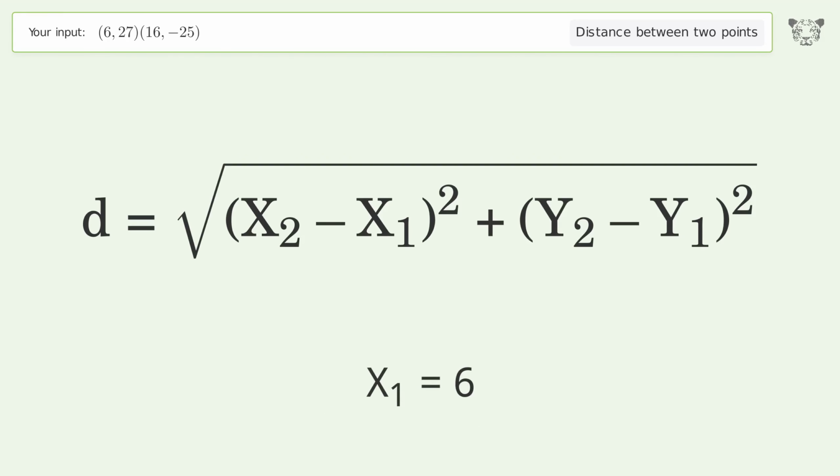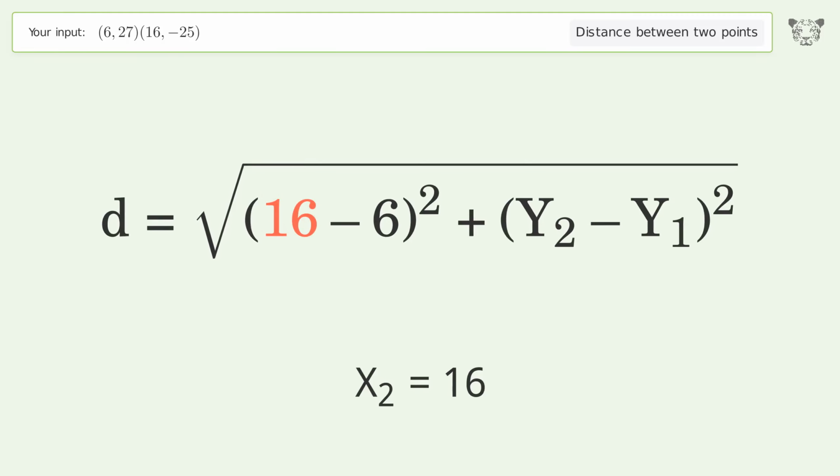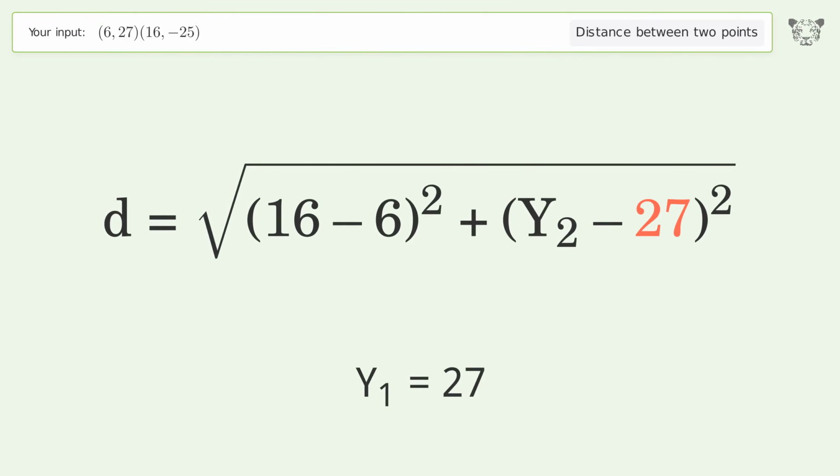x1 equals 6. x2 equals 16. y1 equals 27. y2 equals negative 25.